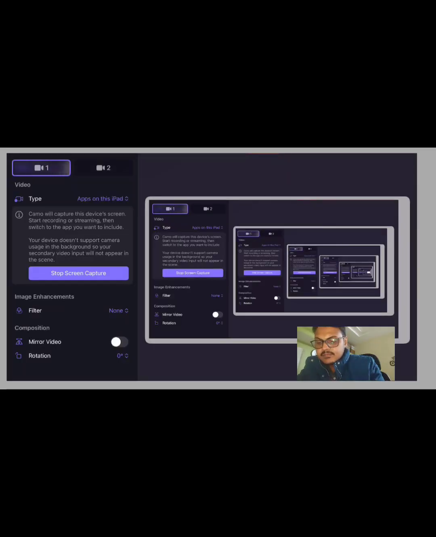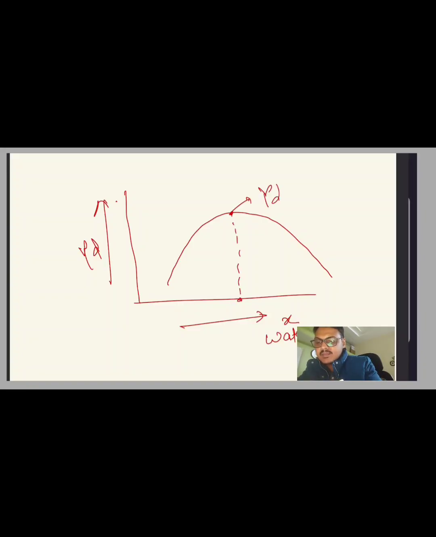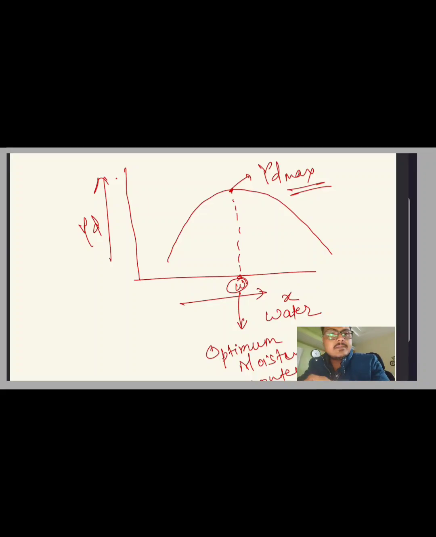So what we do is we draw a curve. On the x-axis we have the water content, and on the y-axis we have the value of gamma D. Generally the graph comes out in the shape of a parabola, and this point is the value of gamma D max, which is the maximum dry density, and the water content here is called the optimum moisture content. So the optimum moisture content gives the value of the gamma D max.